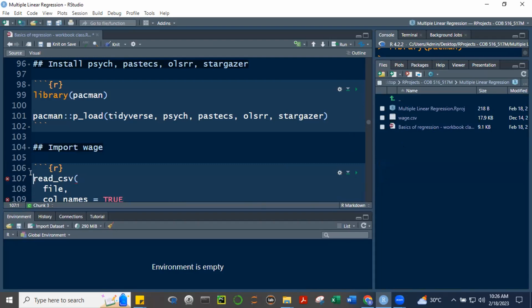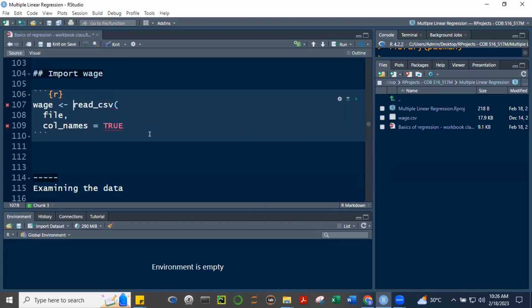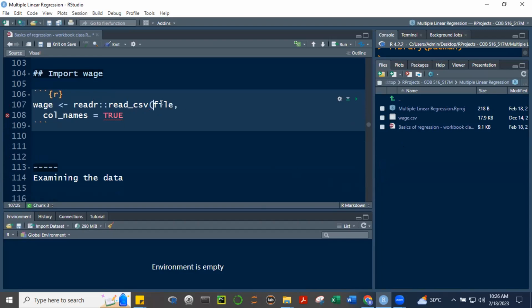So let's create this object, wage na lang. We're going to name this object wage, and then we're going to use read_csv. And just to remind you, this is from readr. Read_csv, and ano yung file?